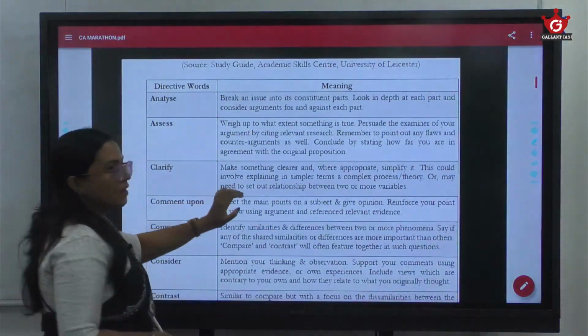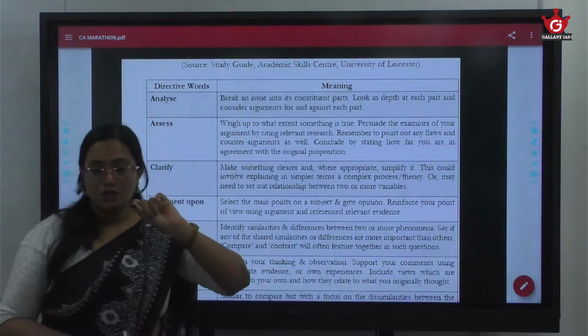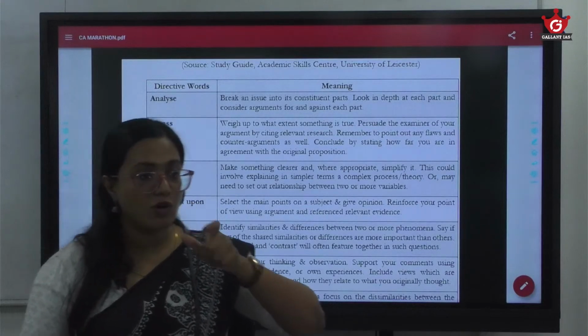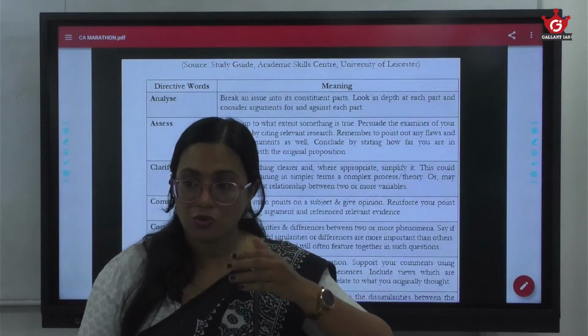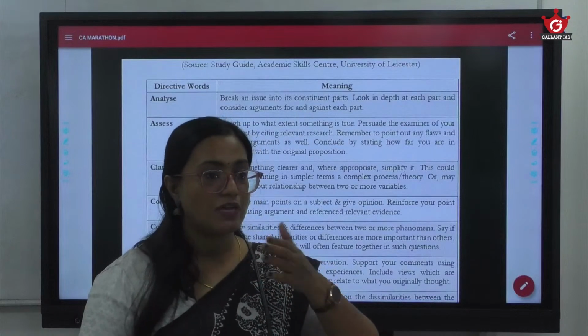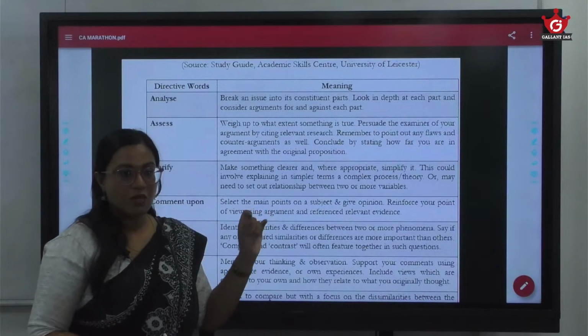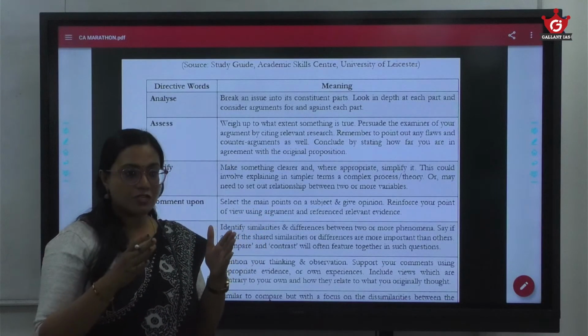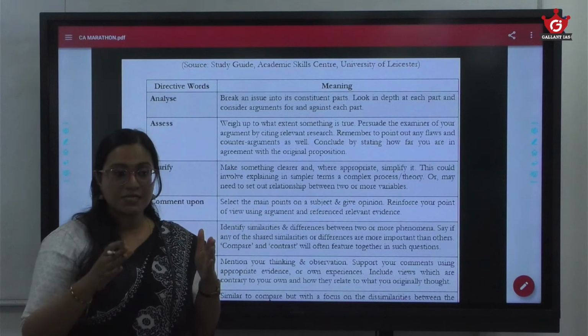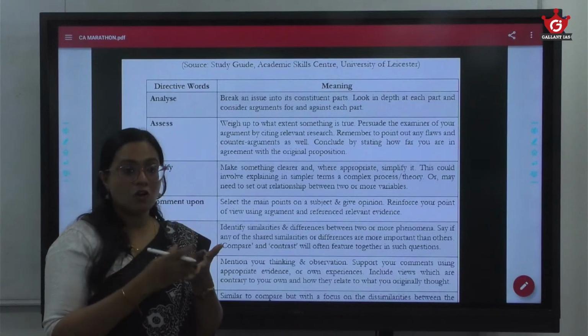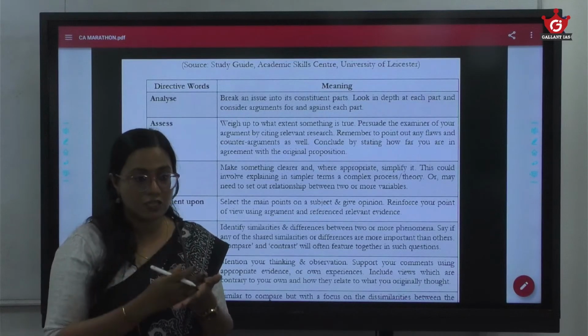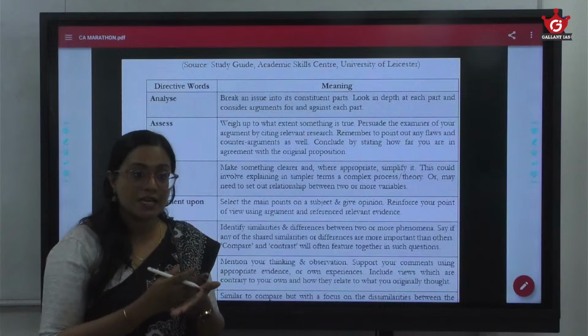So now, a few question words that you actually need to know, the differences which you actually need to know while writing an answer. When the question is about analyze, which means that you have to divide the question into different parts and analyze each, the pros and cons, the advantages and disadvantages of each part. That's how you write an analyze question.